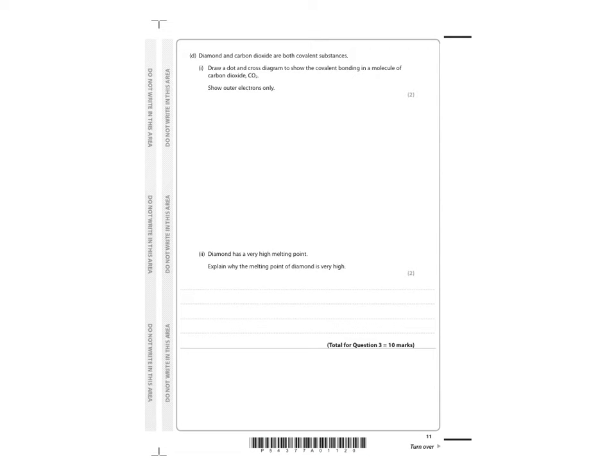Part D says diamond and carbon dioxide are both covalent substances. Draw a dot-cross diagram to show the covalent bonding in a molecule of carbon dioxide. It's useful if you knew that carbon dioxide forms double bonds. If you don't, then you know that carbon has got 4 electrons in its outer shell, and I know oxygen has got 6 electrons in its outer shell.